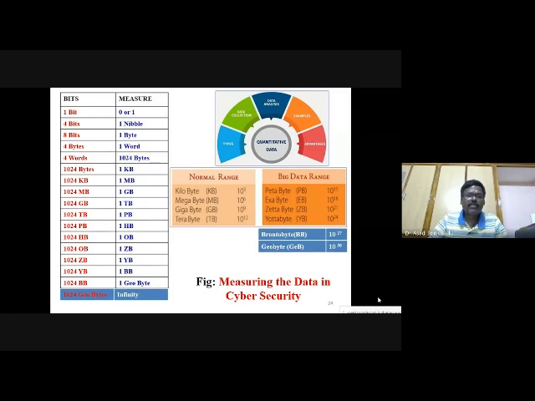If you see the same terminology in the mathematical range, 1 kilobyte is 10 power 3, megabyte is 10 power 6, gigabyte is 10 power 9, terabyte is 10 power 12, petabyte is 10 power 15, exabyte is 10 power 18, zettabyte is 10 power 21, yottabyte is 10 power 24, brontobyte is 10 power 27, geobyte is 10 power 30. This is the way we are measuring the data in mathematical terminology, as well as measuring the data in cyber security.